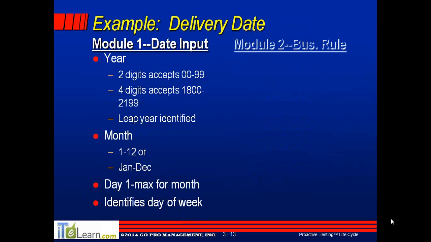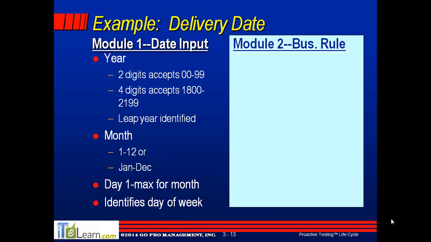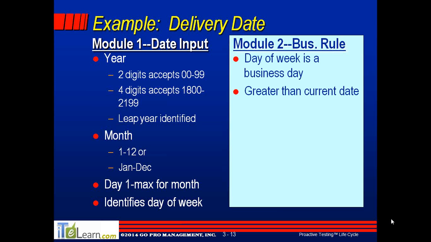So here's a very simplistic example. We've got two modules. Module 1 takes in a date and validates it. 30 days have September and so forth. Module 2 takes a date and exercises a bunch of business rules against it. So we could have a unit test for Module 1, we could have a unit test for Module 2. And then we could have an integration test of the two of them by entering a date in Module 1 and feeding it into Module 2.